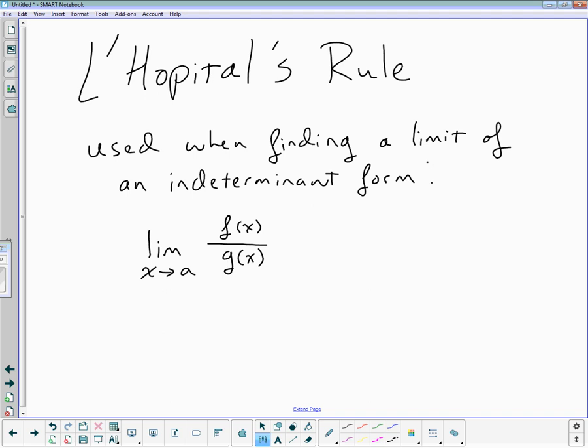And this limit, when we apply the limit to it, goes to one of the following forms, either 0 over 0 or infinity over infinity. Okay? So we're dealing with a rational function going to a limit where it leads to something 0 over 0.